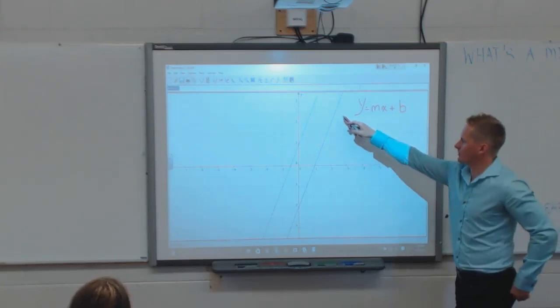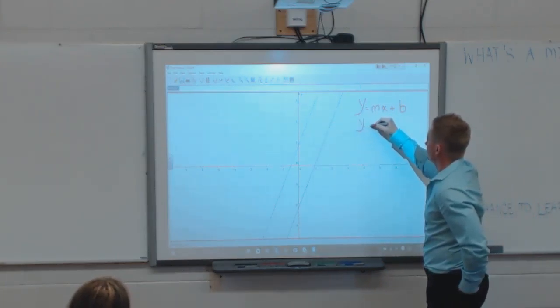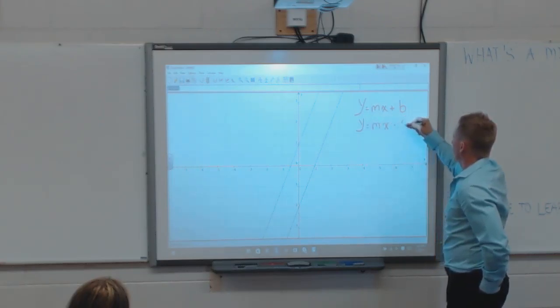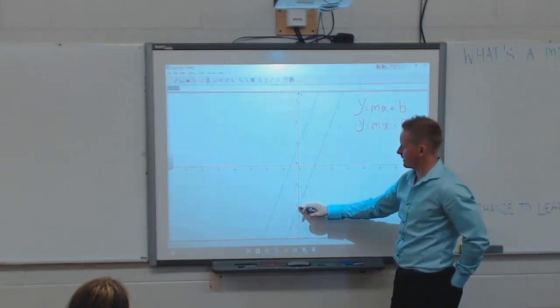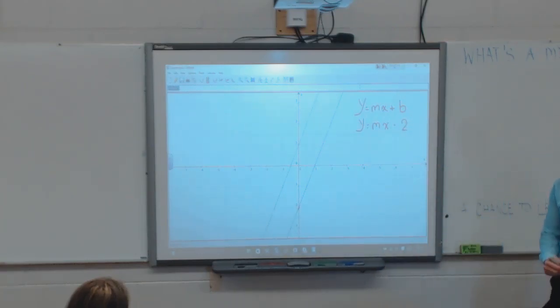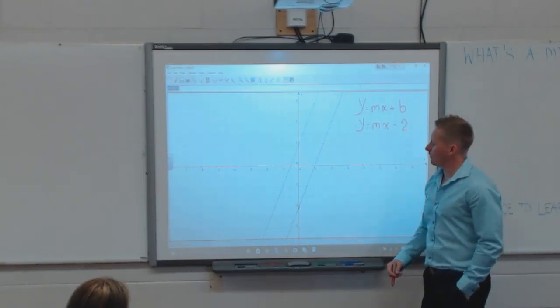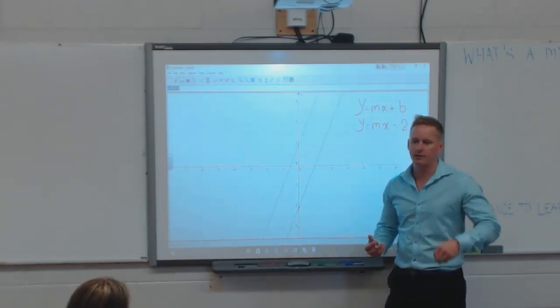So the first thing I want to do then, the easiest thing to do, is to find out what b is. So let's start with this line right here. What is my b value on that line? -2, because it crosses right down here, right? Good. Simple enough, right? So now I want to find out what my slope is. So now I can do one of two things.